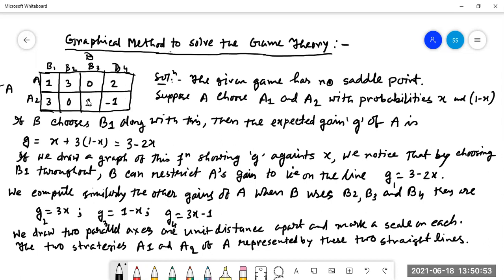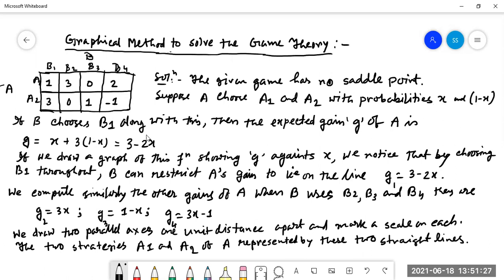Now we have to solve this payoff matrix of the game with the help of the graphical method. The given game has no saddle point, because maximin and minimax are not equal. Since maximin and minimax are different, no saddle point exists, so a mixed strategy will be taken. Suppose A chooses A1 and A2 with probabilities x and 1 minus x.